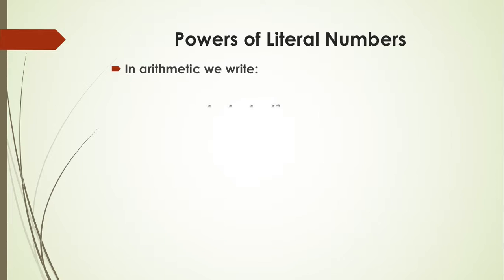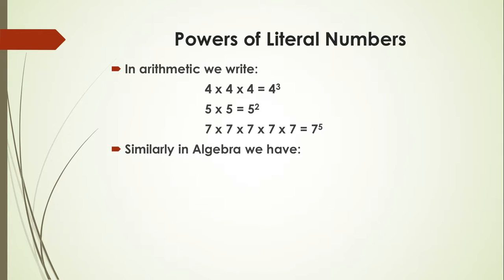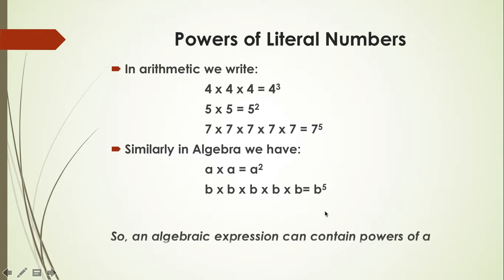In arithmetic, we write 4 times 4 times 4 is 4 cubed. Also, 5 times 5 is just 5 squared. And if we multiply 7 by itself 5 times, is just 7 to the 5th power. Similarly, in algebra, we have a times a is a squared. And if we multiply b by itself 5 times, just like we did in 7, is b to the 5th power.